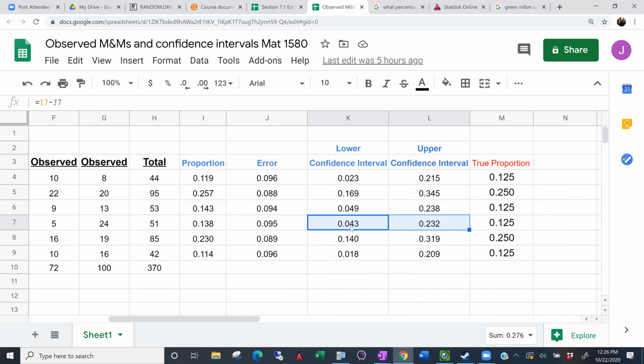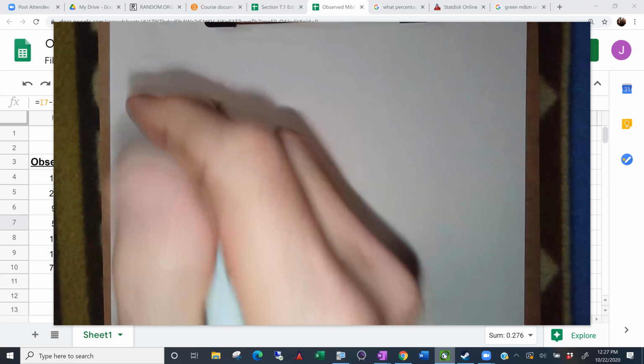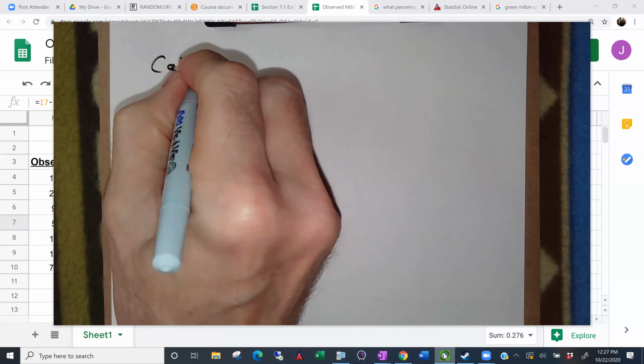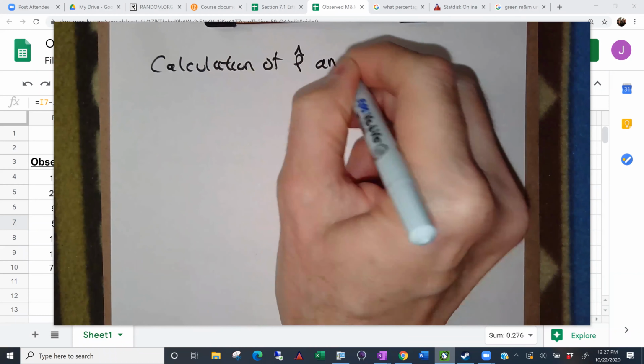Now, I got a confidence interval somewhere between 0.043 and 0.232, or 23.2%. So not really all that narrow, which is kind of a bummer, but that's okay. We can use that information as part of a problem. So let's take a look at the calculation of p hat and E.